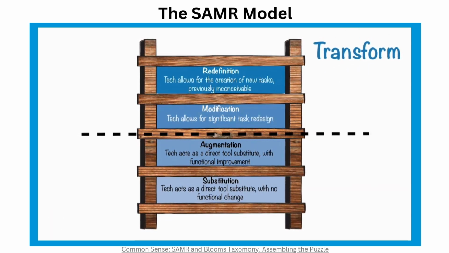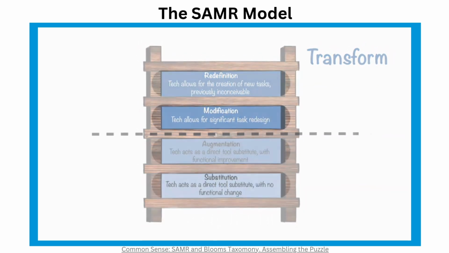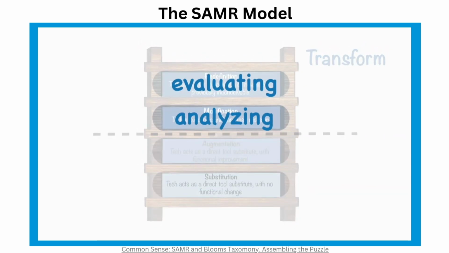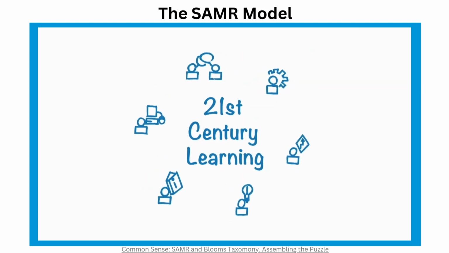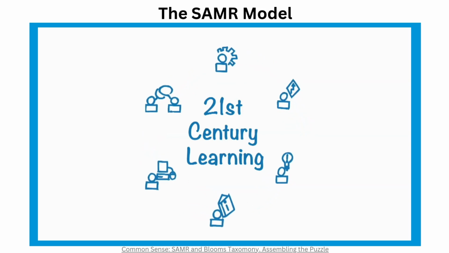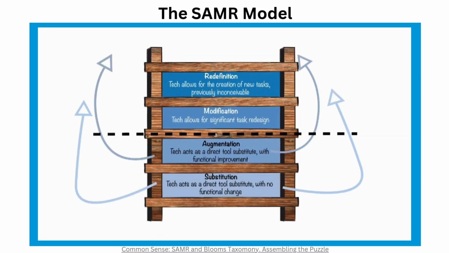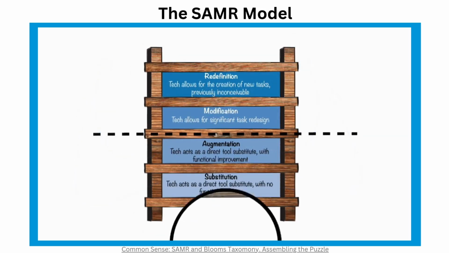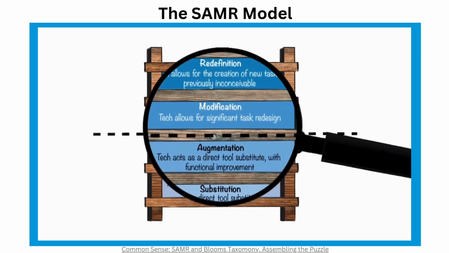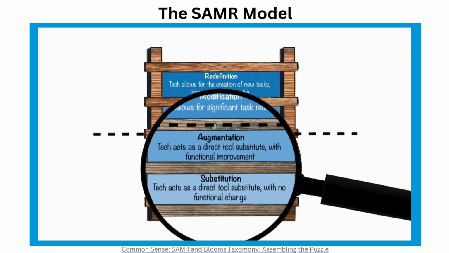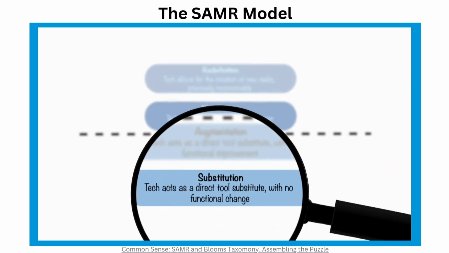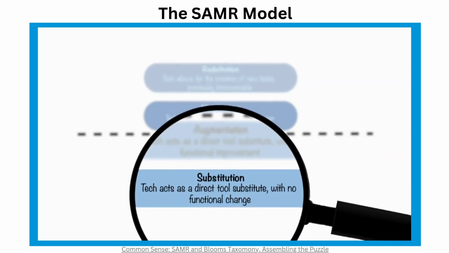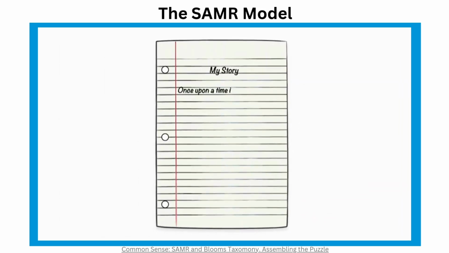Transforming learning promotes higher order thinking skills, such as analyzing, evaluating, and creating, which are essential to Common Core state standards and 21st century learning. So, how can you teach above the line? Let's take a look at an example of a classroom task and how it evolves through the lens of SAMR. In substitution, technology acts as a direct tool substitute with no real functional change to the task. For example, take creative writing.